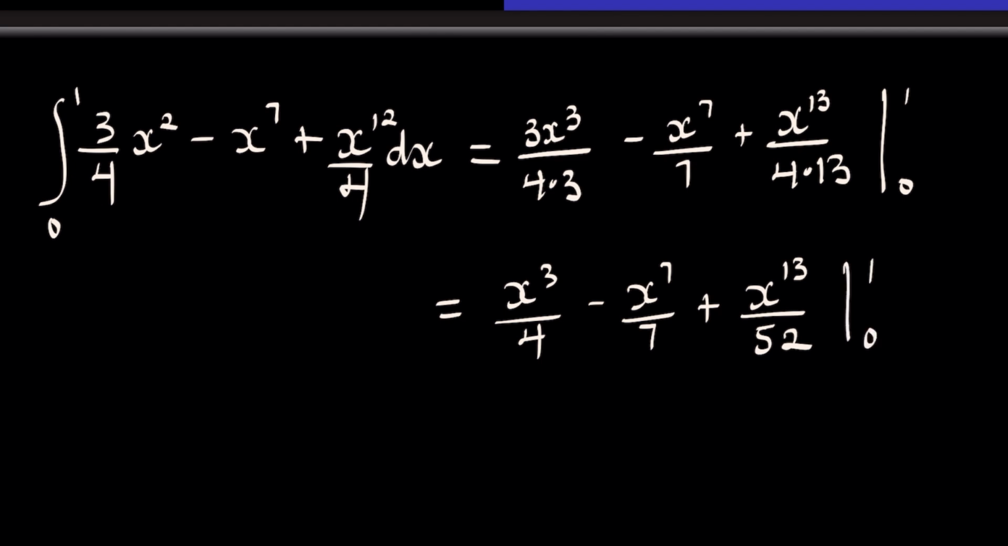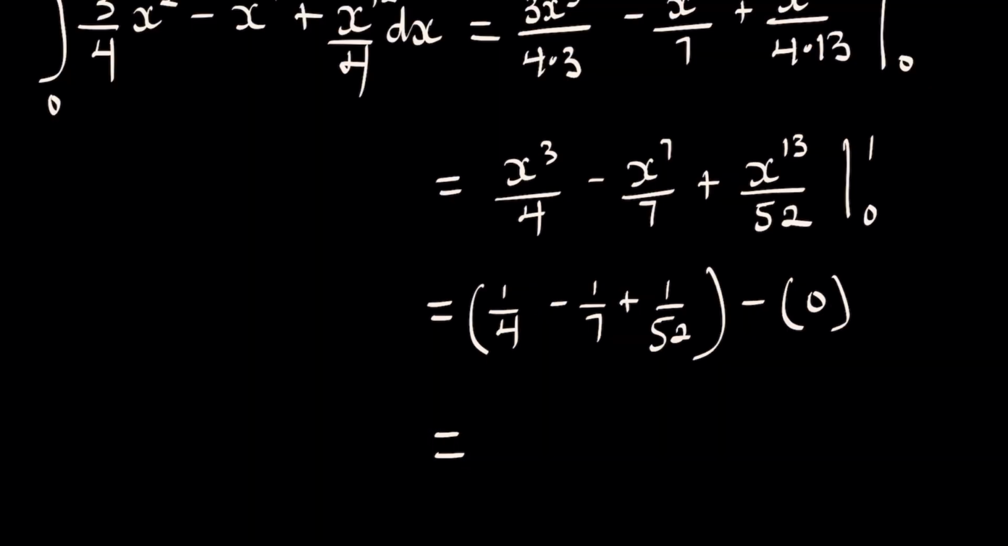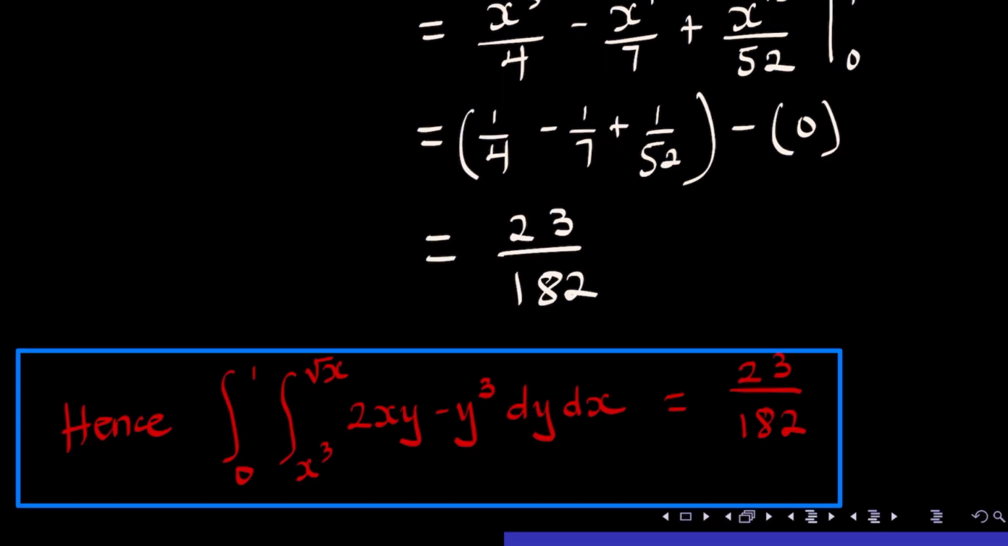Now let's substitute in the range of integration. So that's going to give us 1 on 4 minus 1 over 7 plus 1 over 52. That's for the upper limit, minus that of the lower range of integration. So that's going to give us 0. And this is going to give us 23 on 182. Hence, our answer to the iterated integral is given below.